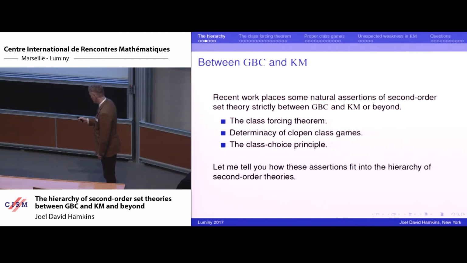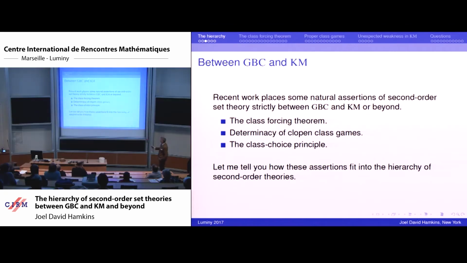Recent work, this is the work I'm talking about, places these natural second-order principles between these theories or slightly beyond them. And I'd like to tell you about these 3 examples: the class forcing theorem, determinacy for clopen class games, and the class choice principle. So those are the 3 parts of the talk here. And I'd like to tell you how that works.